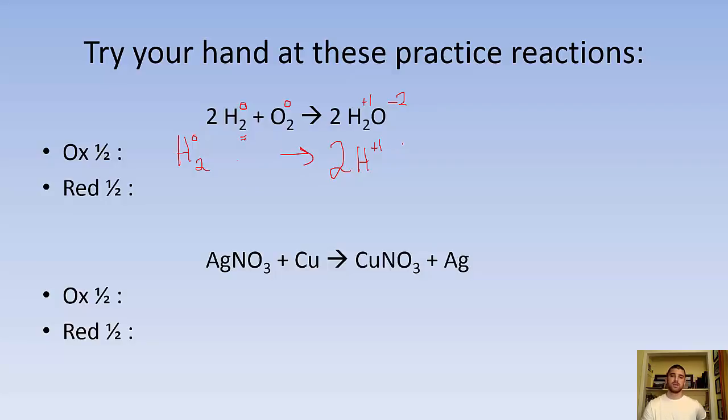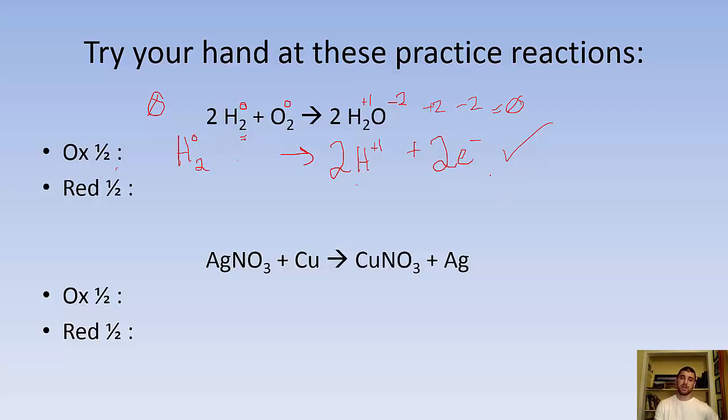How did it do that? Well, it lost 1 electron each. So we really lost a total of 2 electrons. So let me check. I got 2 hydrogens on the left, and I got 2 hydrogens on the right. That's good. Now I got to check charge. I got a charge of 0 on the left, and a charge of +2 and -2 on the right, which would equal 0. So charges are balanced. So oxidation half reaction, good to go.